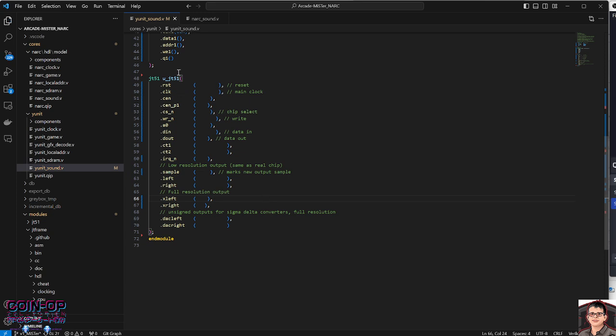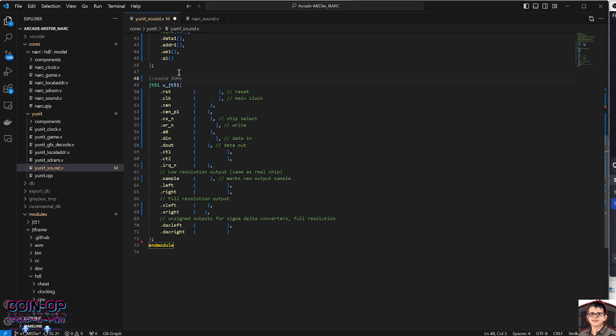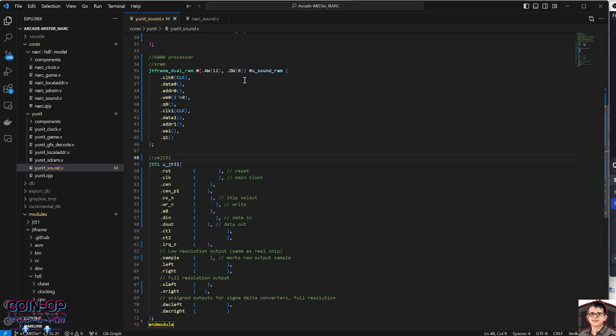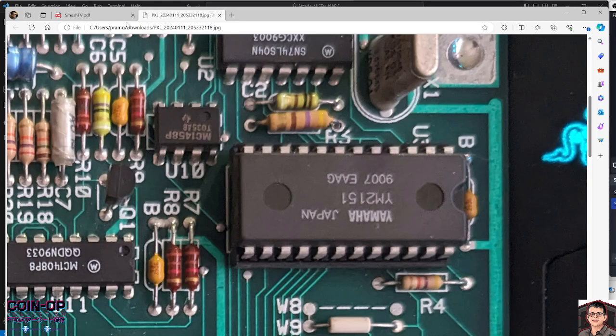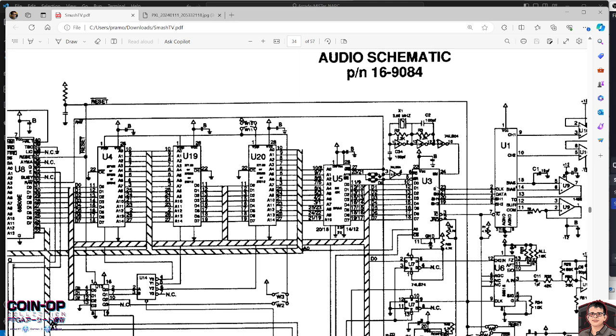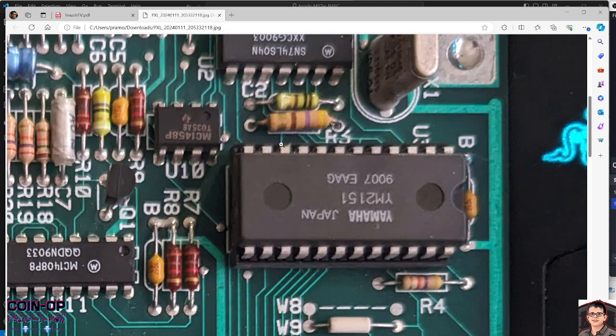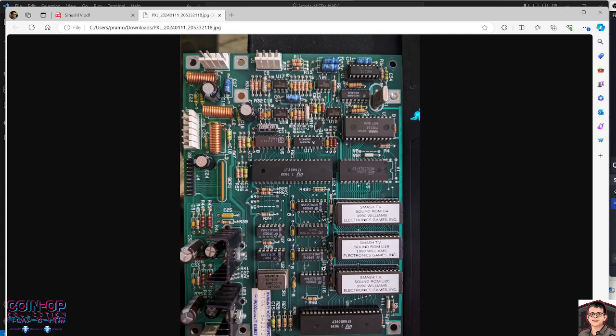Okay, so we have a JT51 there. So this is a YM2151. We got that placeholder in there. Beautiful. All right, let's go to the next one. The next one is a U1. What is U1? Let's see what that is about. It looks like a big chip on the paper, but I'm not sure if that's true or not.